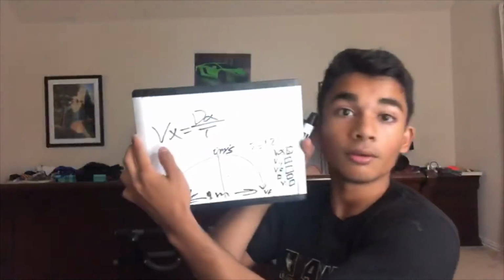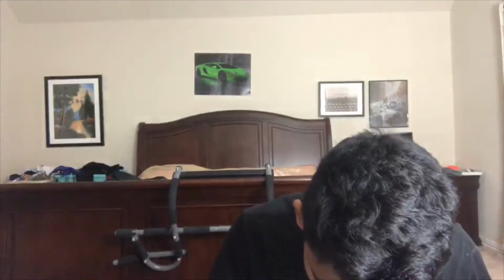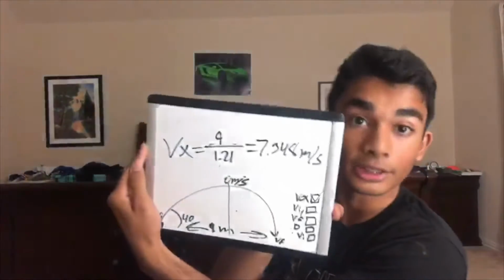We could find horizontal velocity by using the equation v of x equals d of x over t. Horizontal velocity equals horizontal distance over time. Plug in the numbers. The horizontal distance is 9 meters. The total time was 1.21, and you would get the number of 7.438 meters per second as your result. So you found one of our variables.